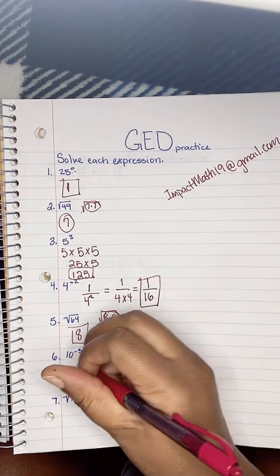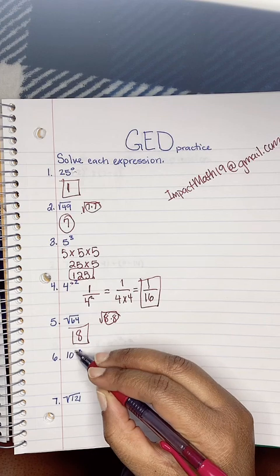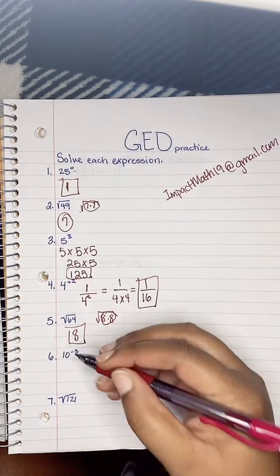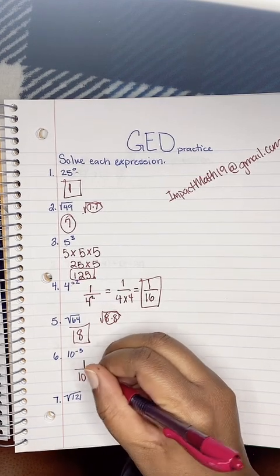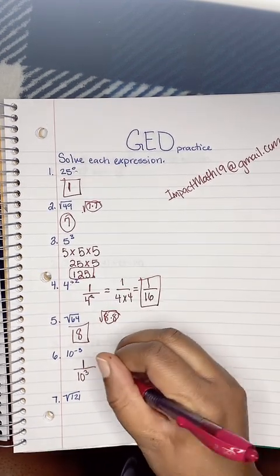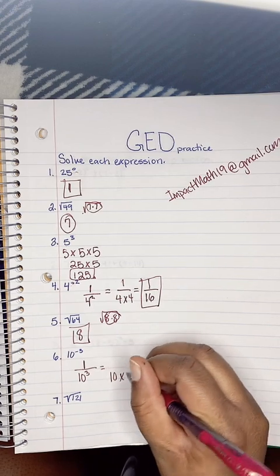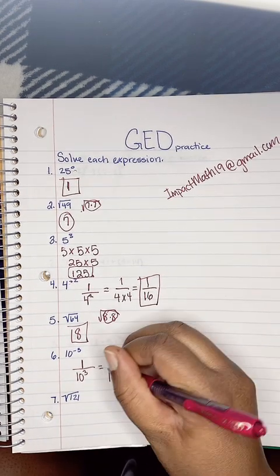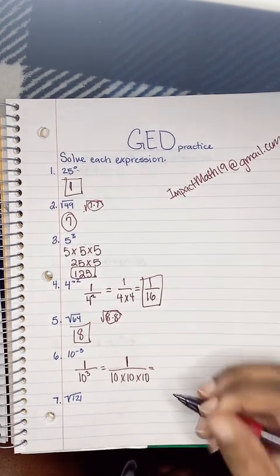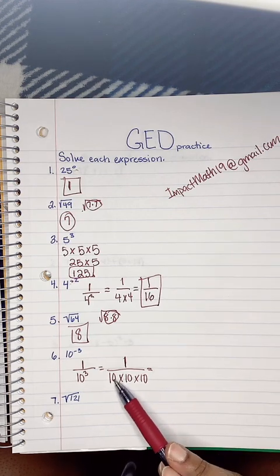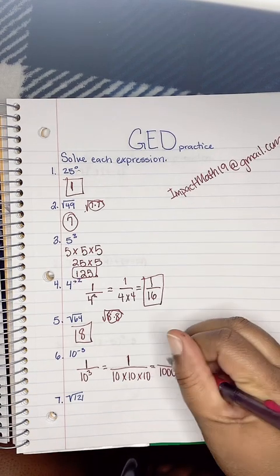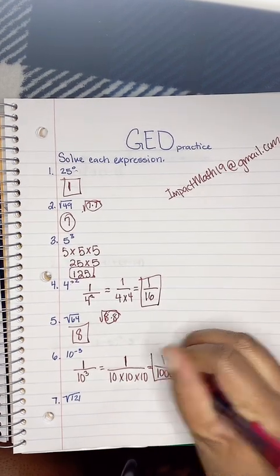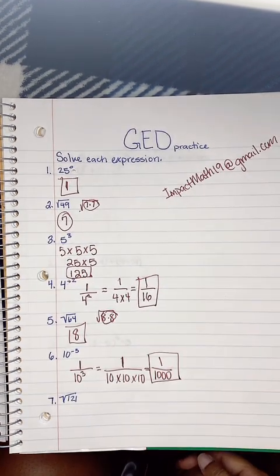You guys got it. So I have to remove this negative. The only way I can do that is by putting a 1 on top, moving this to the bottom as 10 to the third. What does 10 to the third mean? 10 times 10 times 10. My 1 is still up here. Count your zeros. 1, 2, 3. And that's how many you're going to have. 1 over 1,000. And that's your answer.